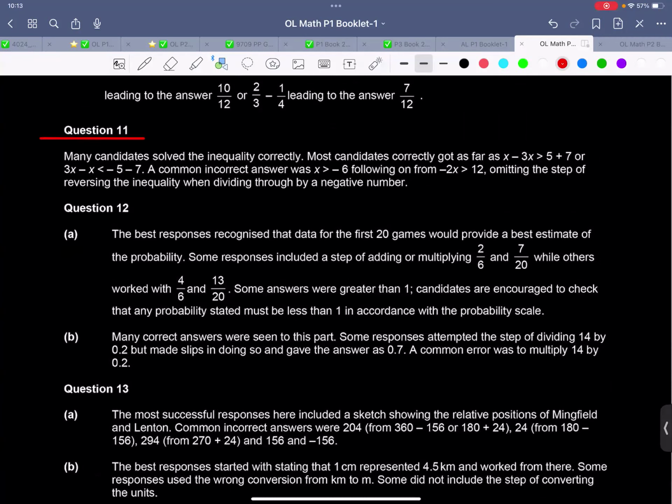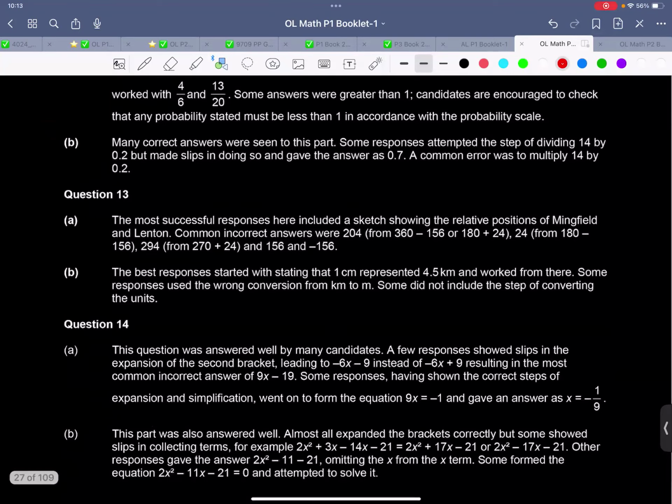Let's look at this inequality question. Many candidates solved the inequality correctly. Most candidates correctly got as far as this much. A common answer was x is greater than -6, following on from omitting the step of reversing the inequality when dividing throughout by a negative number. So this is very necessary: whenever the coefficient of x is negative, flip the inequality.